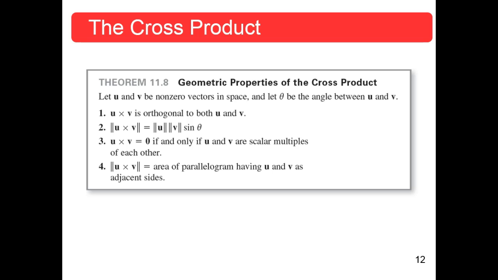Now they're doing a theorem here, theorem 11.8, geometric properties of the cross product. Again, we have U and V being non-zero vectors in space, meaning three-dimensional, and theta is the angle between U and V. And that's all they tell us, the angle between U and V. And I believe I'm right in saying this, so it may not matter as much as I'm supposing, that it's the smaller of the two angles between the two vectors.